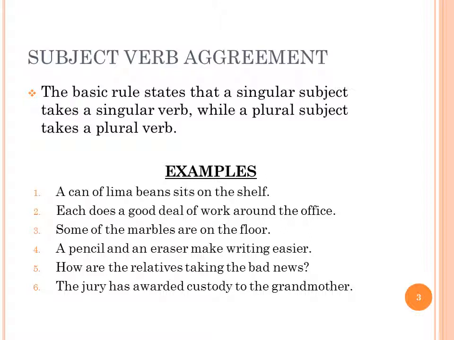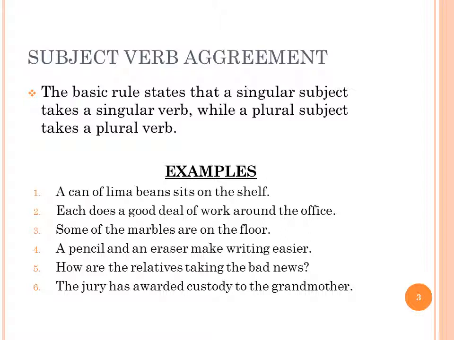Things that are countable, like collective nouns, like in the number 6 example: "The jury has awarded the custody to the grandmother." They're acting as one, so in that case, it would take on a singular verb. Things that are countable, such as marbles, would take on a plural verb. Some of the marbles are on the floor, like in example number 3.